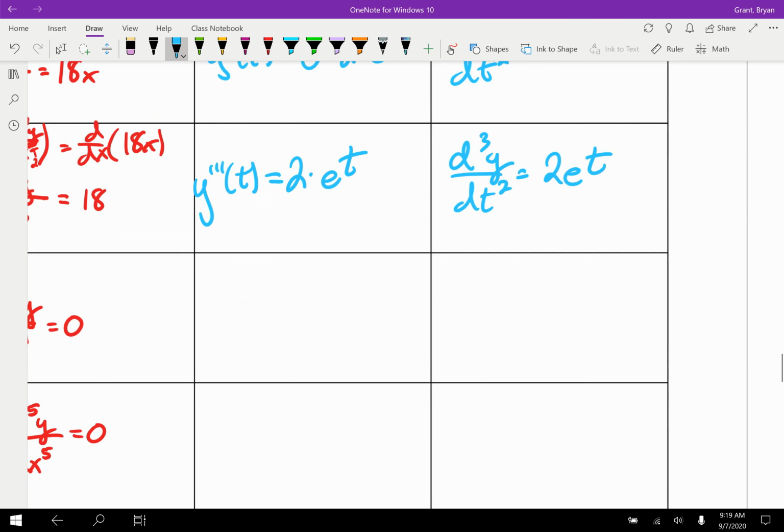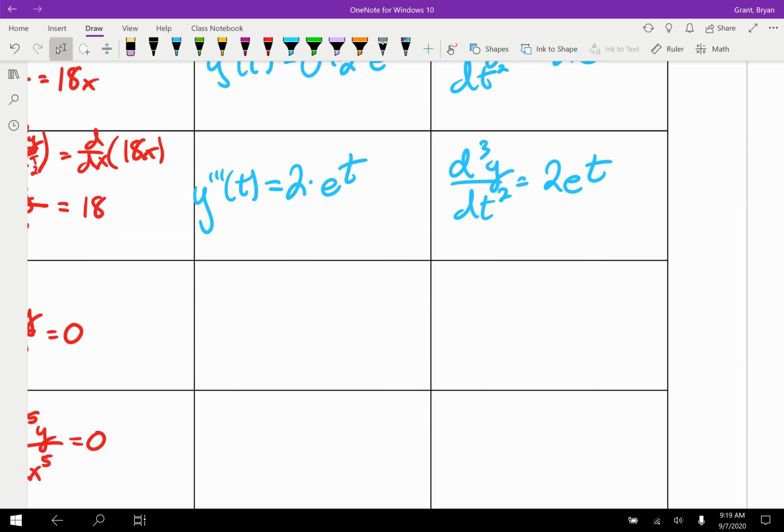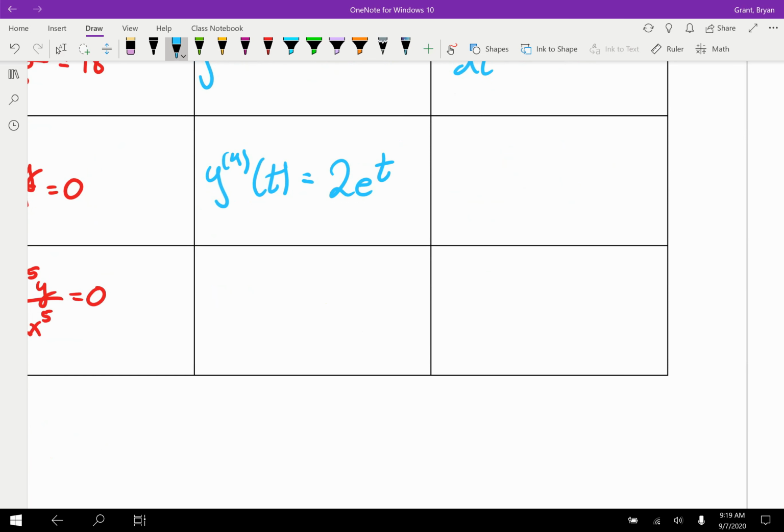Well, I think actually we could probably predict what the rest of these are. It looks like it's going to be 2e to the t all the way down. So my fourth derivative, I'll write it like this time, is going to be 2e to the t. And of course our fifth derivative, just skipping around here like so, is going to again be 2e to the t.